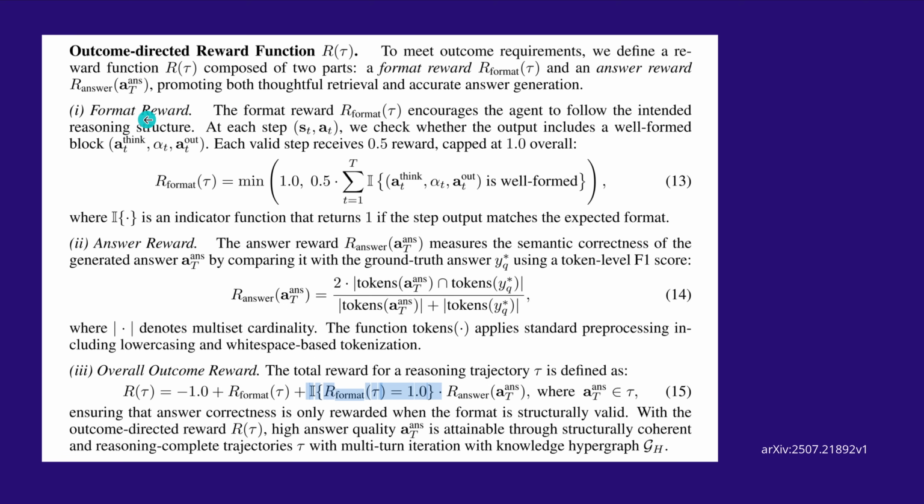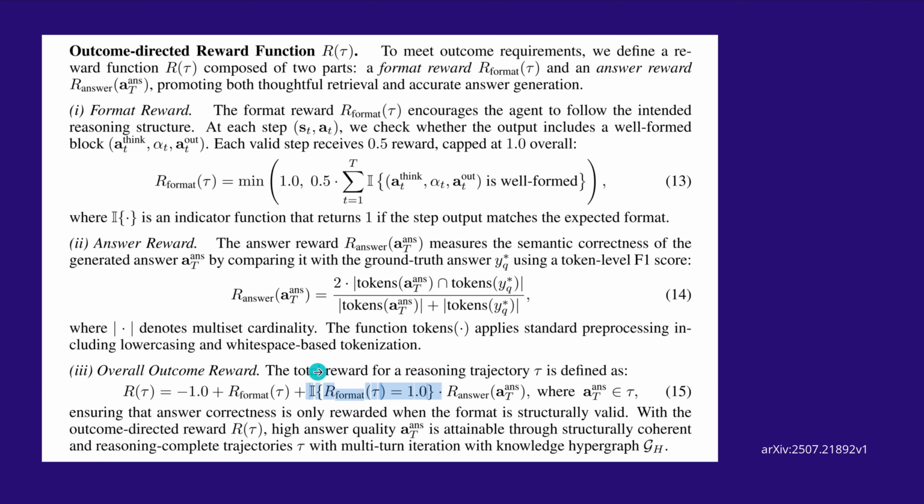At first, and this is what you're already familiar with, a format reward. So it simply encourages our AI agent to follow the intended reasoning structure. So if the output includes a well-formed block that you have defined, and then the second one, we have the answer reward. So here we measure really the semantic correctness of the generated answer if we compare this to the golden ground truth answer. So again, a process that we know, but now a little bit more complicated.